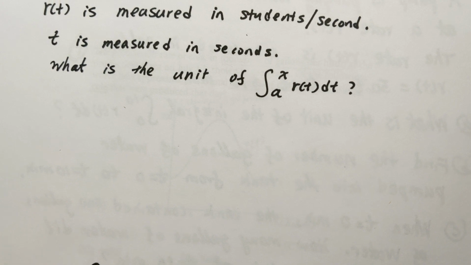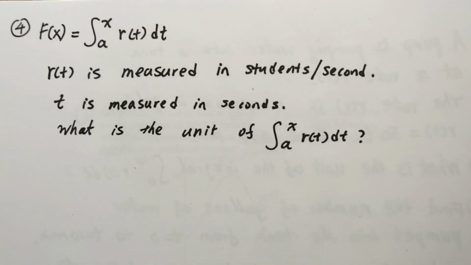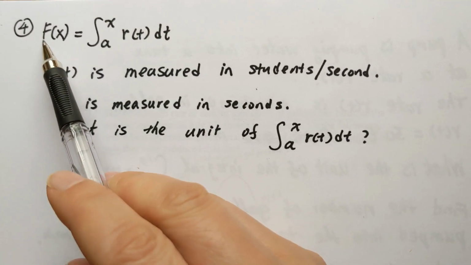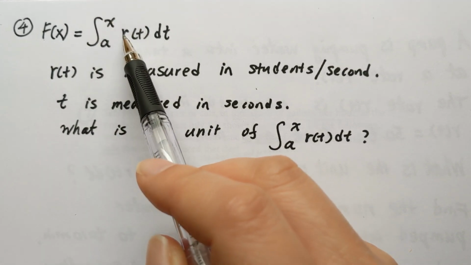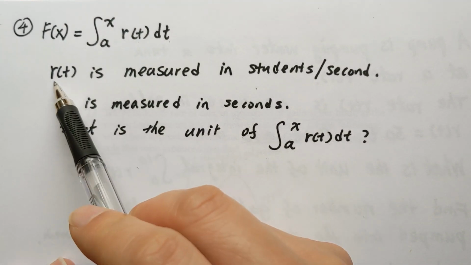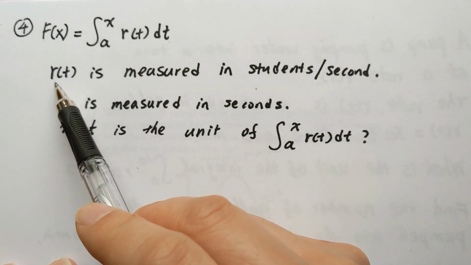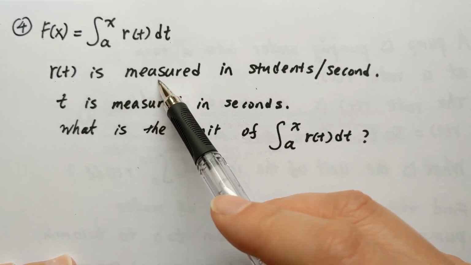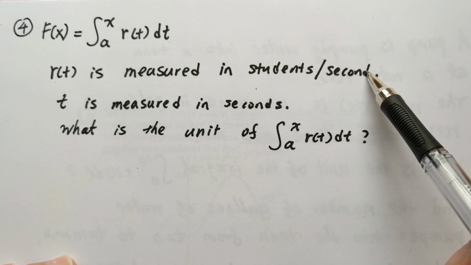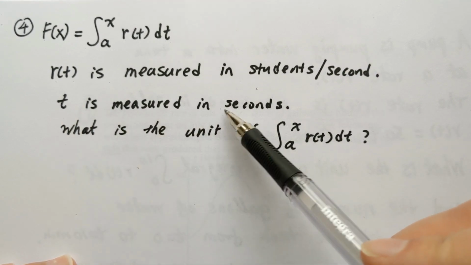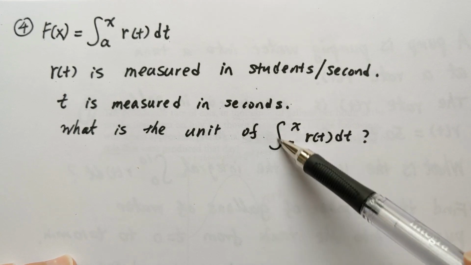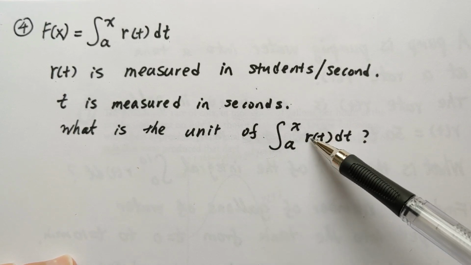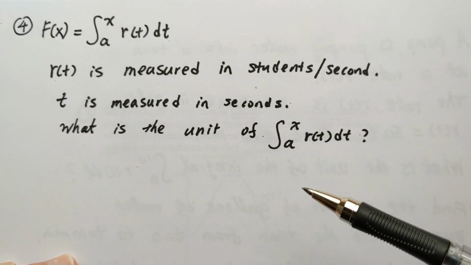Let's take a look at number 4. So we have f of x equal to the integral from a to x of r(t) dt. In the integrand, r(t) is measured in students per second, and t is measured in seconds. What is the unit of the integral from a to x of r(t) dt?